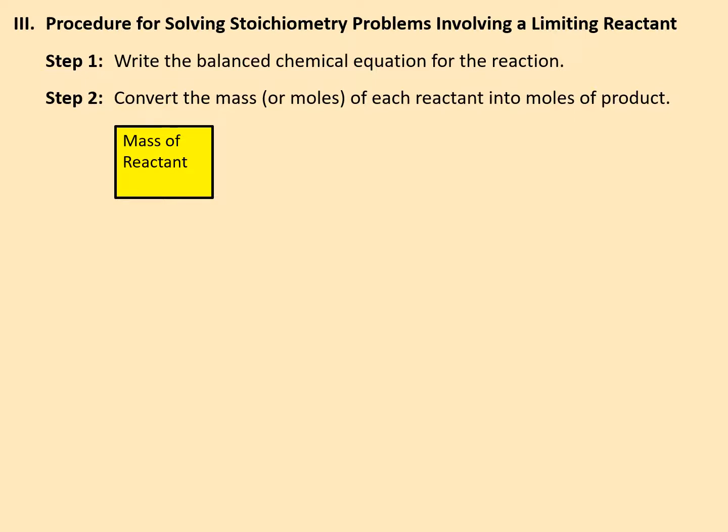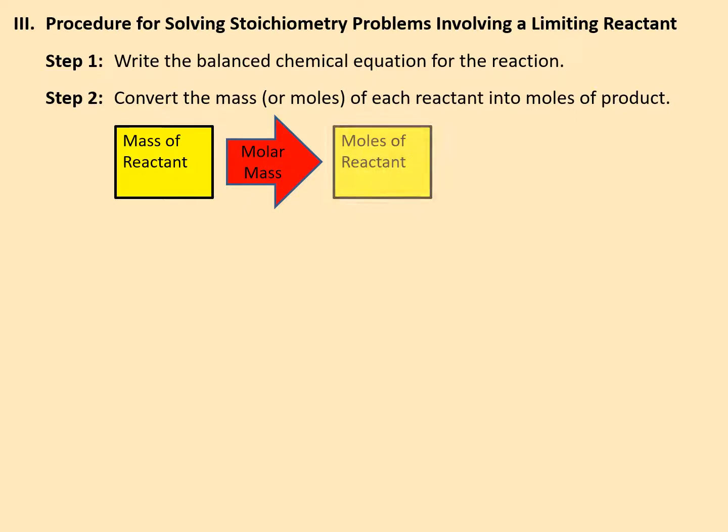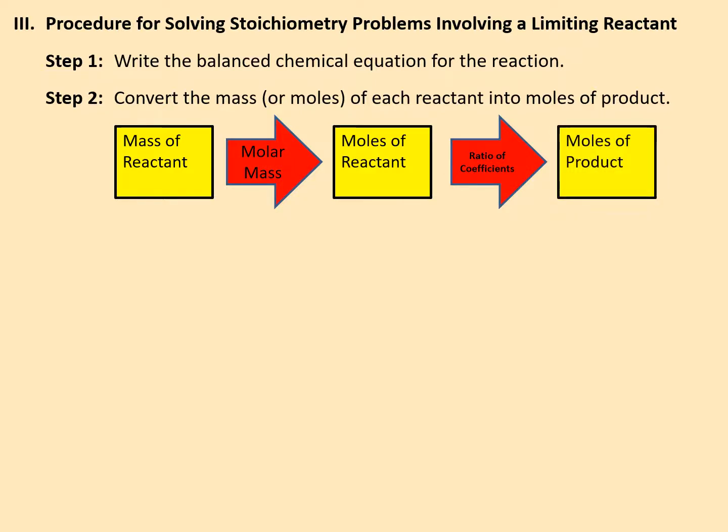If the reactants are given to you in mass units like grams, then it is first necessary to use the molar mass of each reactant to convert those masses into moles. And then, as we saw in the last lesson, you can use the ratio of coefficients in your balanced equation to convert the moles of reactant into moles of product.